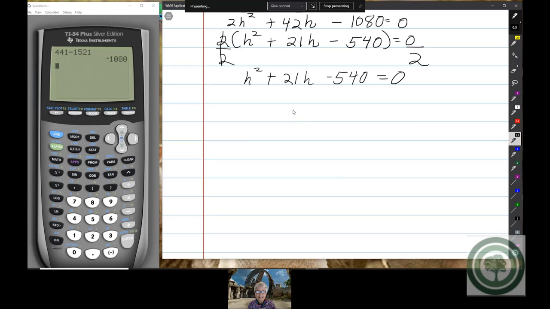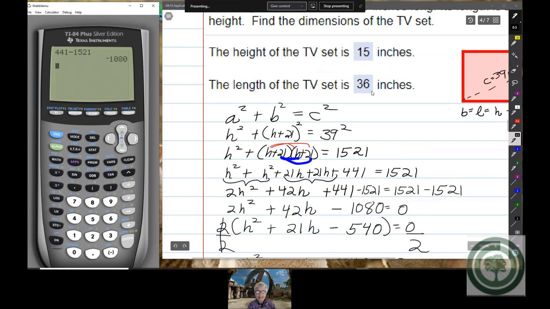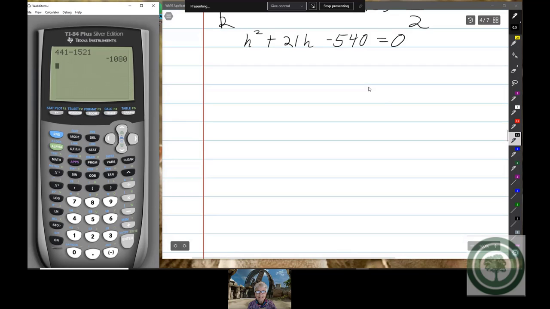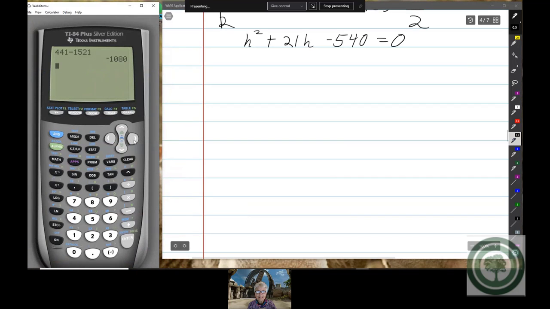So now to decide what to do, should I use the quadratic formula or pull out? Well, I can look and see. Look at those. Aren't those beautiful answers? We can factor. But let's do it the right way. No cheating.